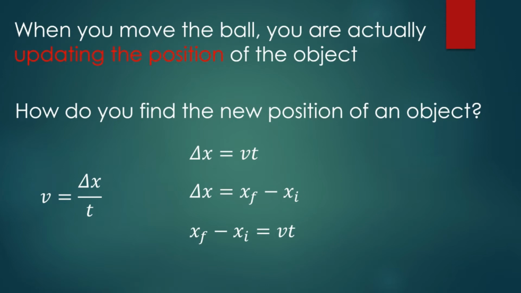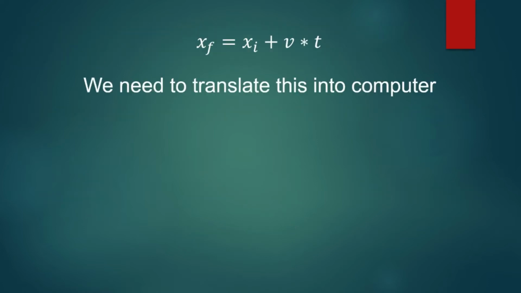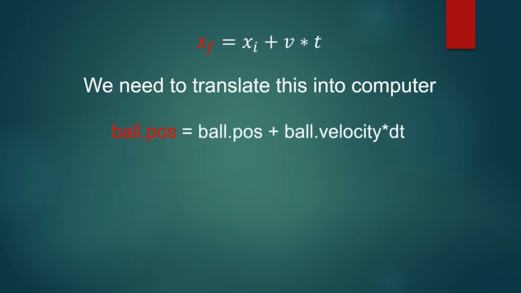And once more, since we're talking about specifically the position of the ball, we're going to rearrange that. So our final position is equal to our initial position plus our velocity times time. So this is our kinematics equation. This is our big equation. It looks a little bit scary, but we're going to translate this into computer speak, because if we put this in here, our computer doesn't know what that means. So don't put this into your program yet. We'll come back to this. But here's what this means.